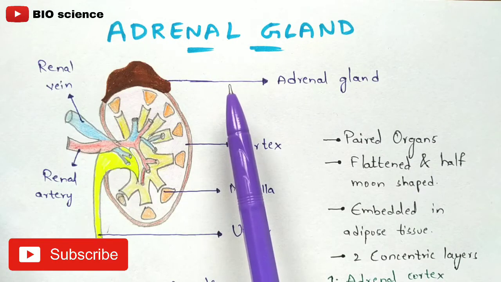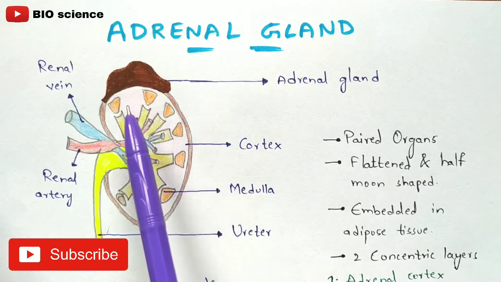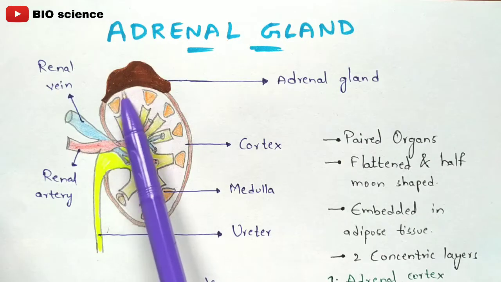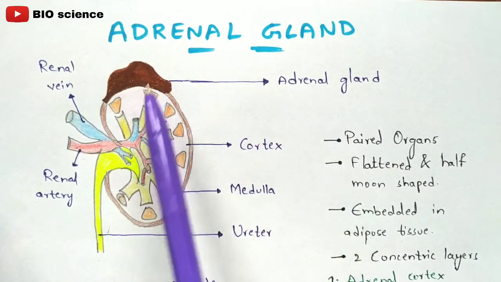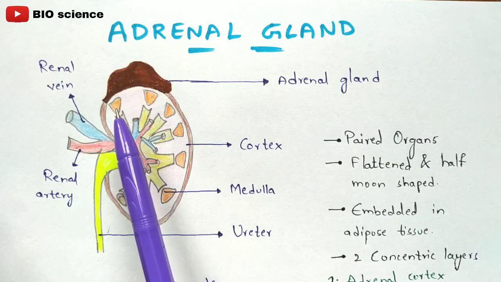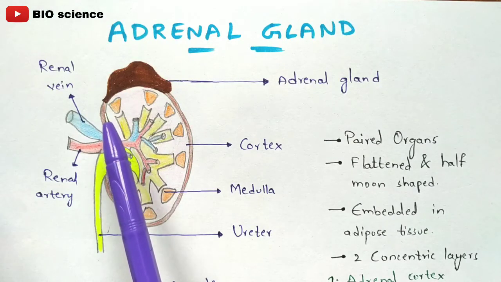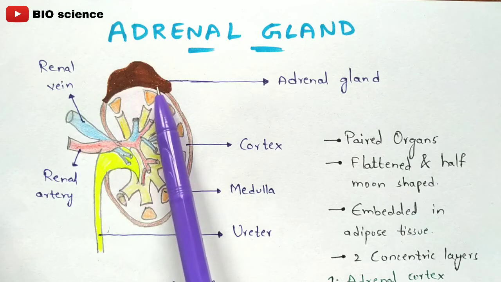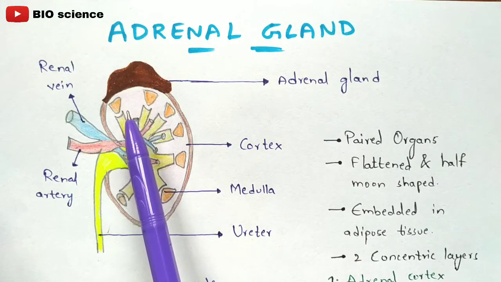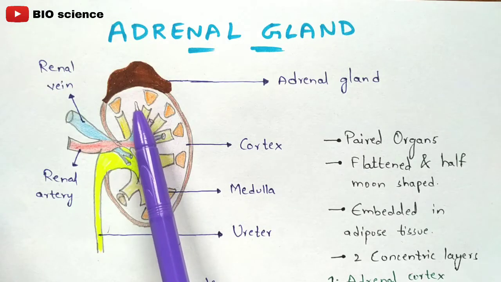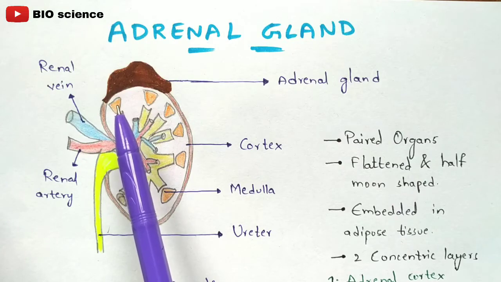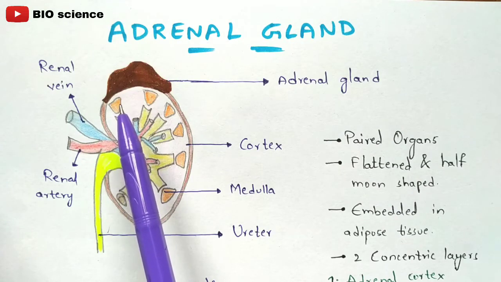The adrenal gland is a gland which is present on the upper surface of the kidney. Let us say this is a kidney, and on the upper surface of the kidney the adrenal gland will be present. We know that there is a pair of kidneys in the human body, so there are two kidneys. As there are two kidneys, two adrenal glands will be present, one on each kidney. So in total there will be two adrenal glands on the upper surface of both kidneys.